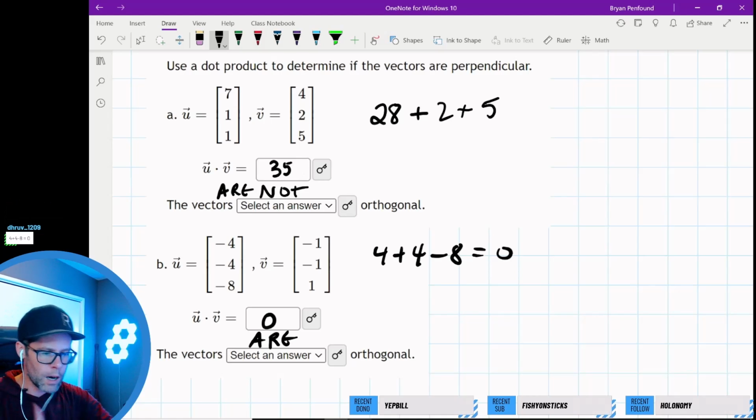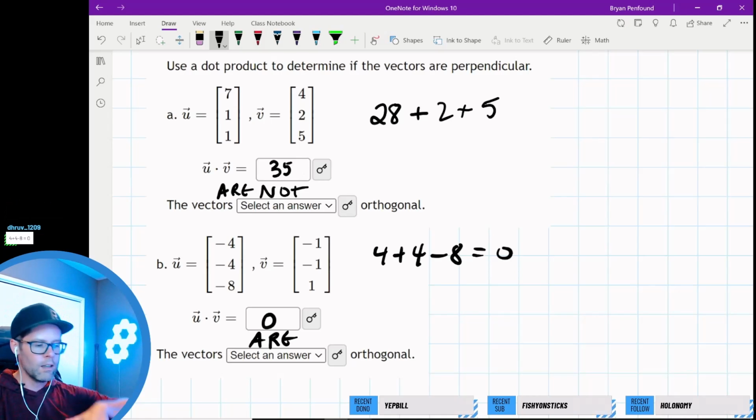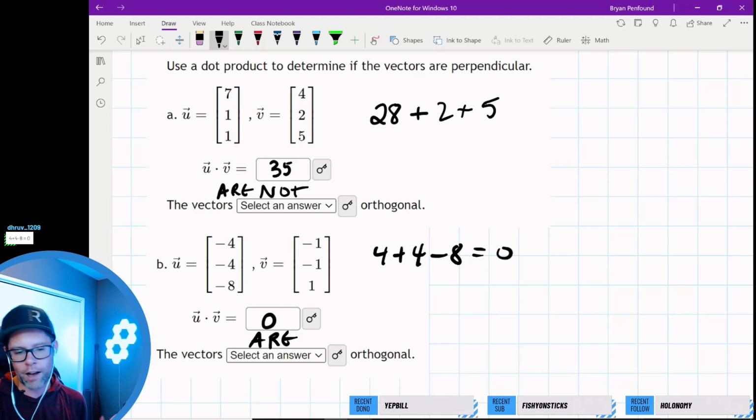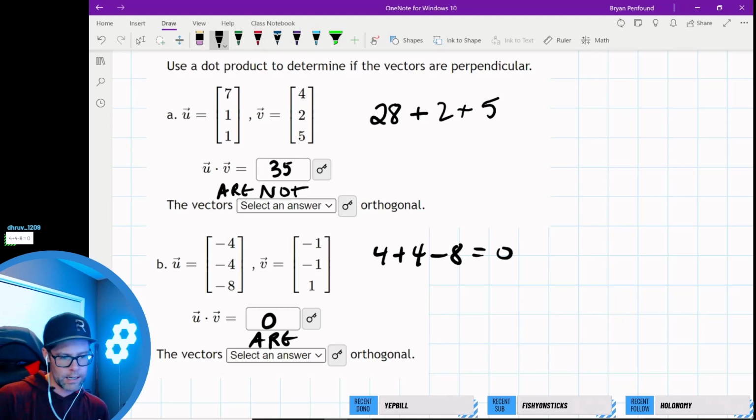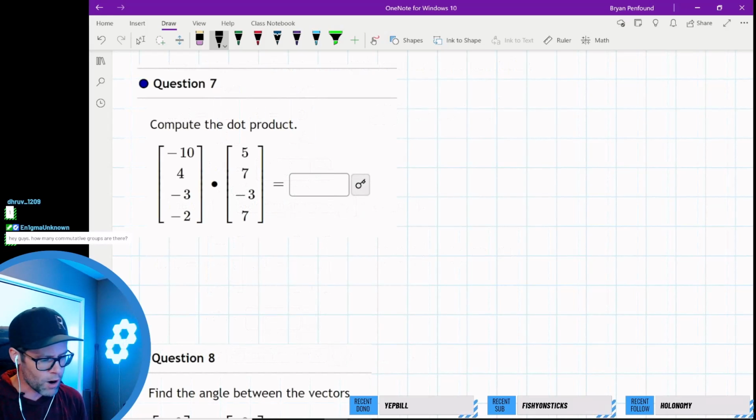So remember here, dot product, if the dot product is 0, these vectors meet at a 90-degree angle, but if the dot product's not 0, then they meet at some other angle defined by the cosine relationship between these vectors.